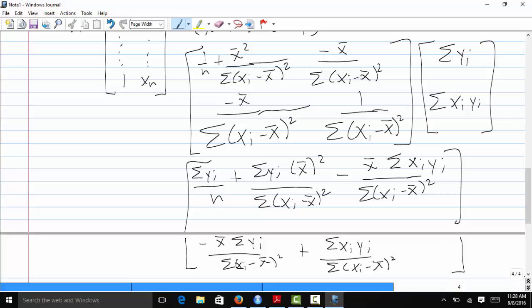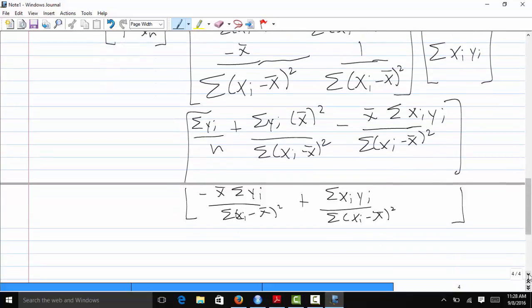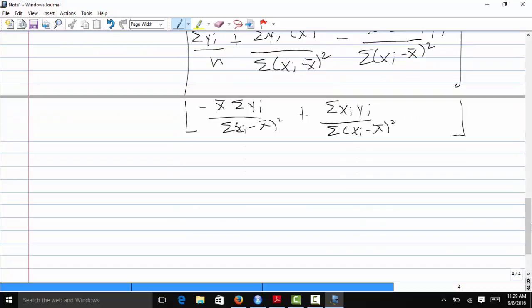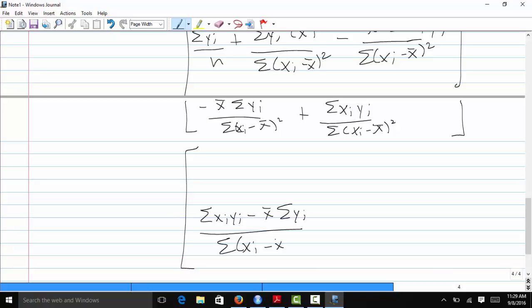Okay, so we've done the matrix multiplication and we need to simplify things a bit. So I'm actually going to start in the bottom just because I think this is going to make a little bit more sense if we do it that way. So we see that they have a common denominator, which is nice. We have the sum of xi yi, and I have this x bar here, which I don't like. So I'm going to move this part to the front and move this part to the back and put everything over a common denominator. So I get the sum of xi yi minus x bar times the sum of the y's over the sum of xi minus x bar squared.